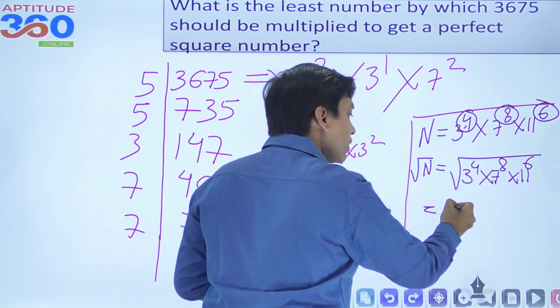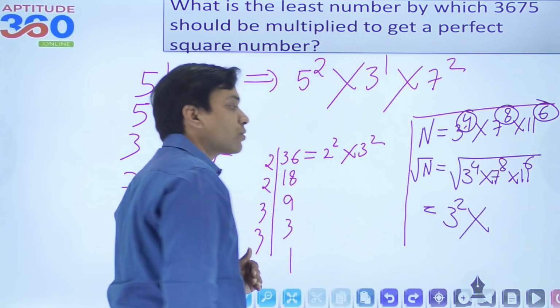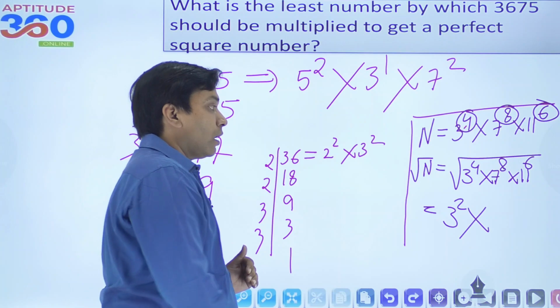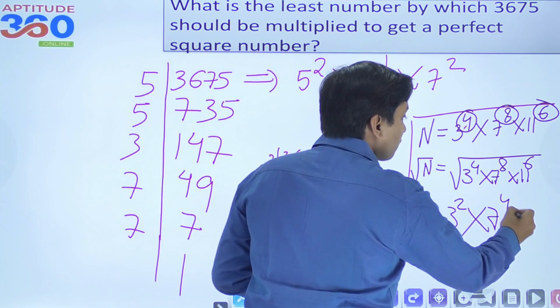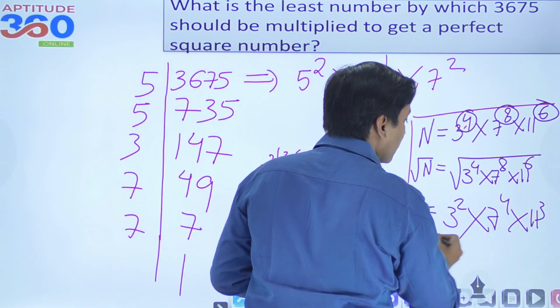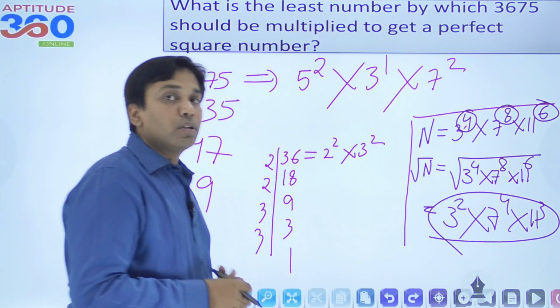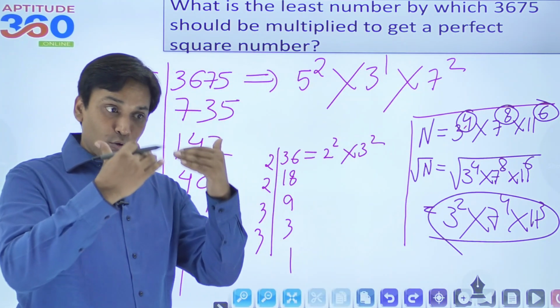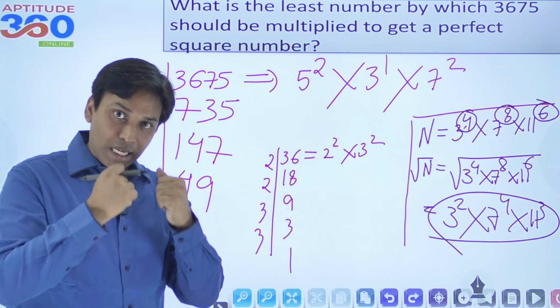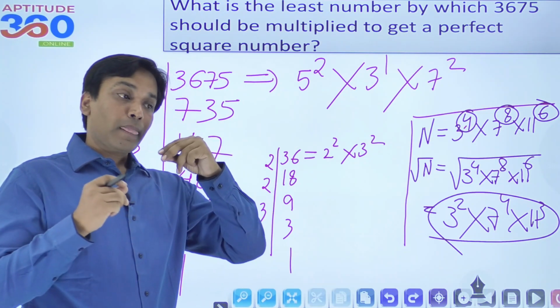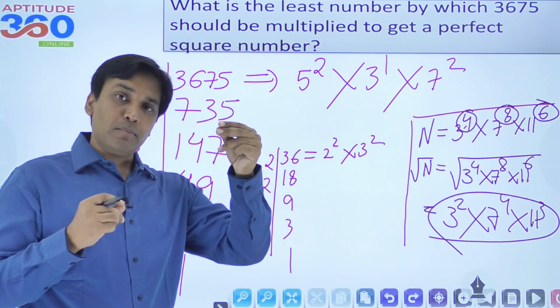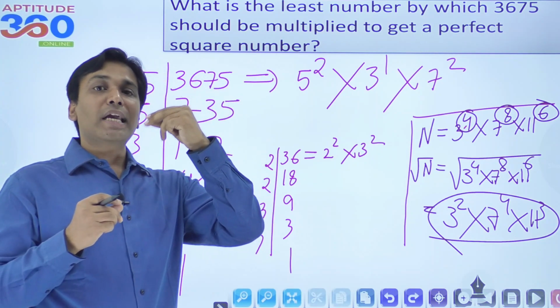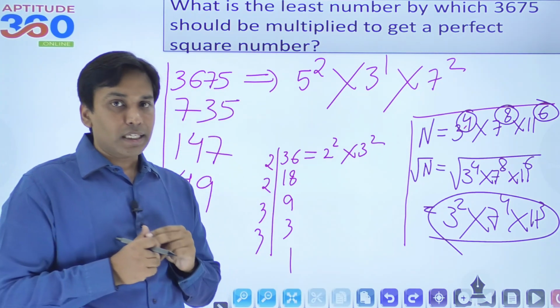you will take out 3 square, 7 to power 4 will come out, and 11 to power 3 will come out. So this is a natural number. The square root has to be a natural number, and that is why in the powers of perfect square numbers, you will always have an even number. Do we have the clarity?